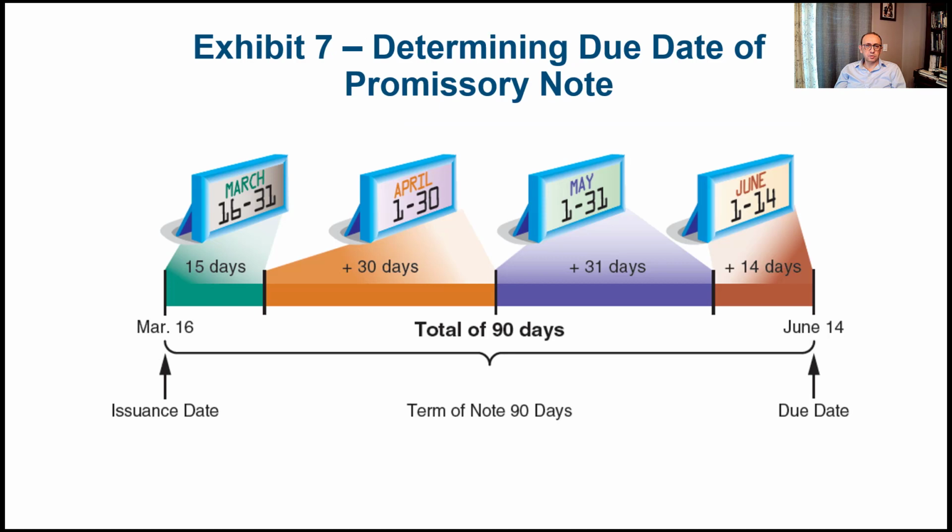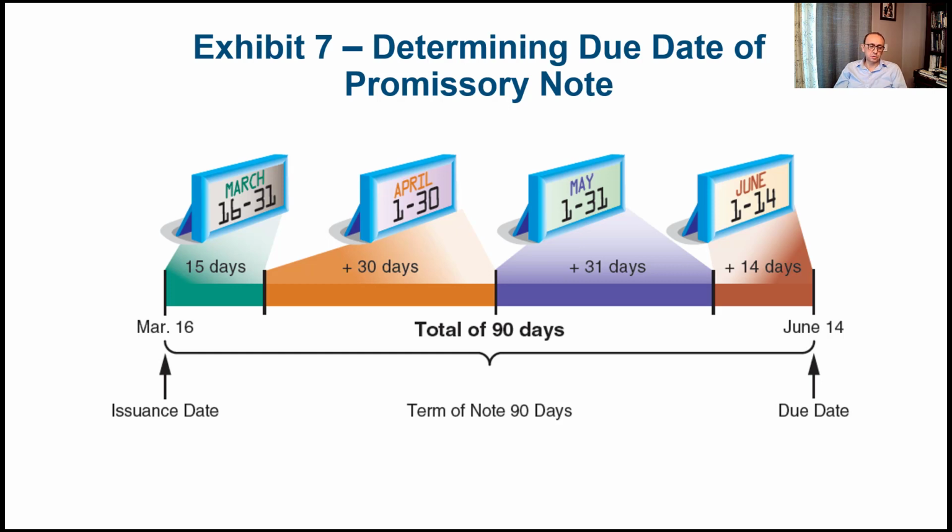So how can we determine the due date of a promissory note? As you can see here, this was issued on March 16 and the due date was June 14th, and we know it's for 90 days. How can we calculate the due date? Usually the due date is the unknown, and we know that it's going to be good for 90 days. We see how many days are left in the month of March. This was issued March 16, so we have 15 days until March 31st.